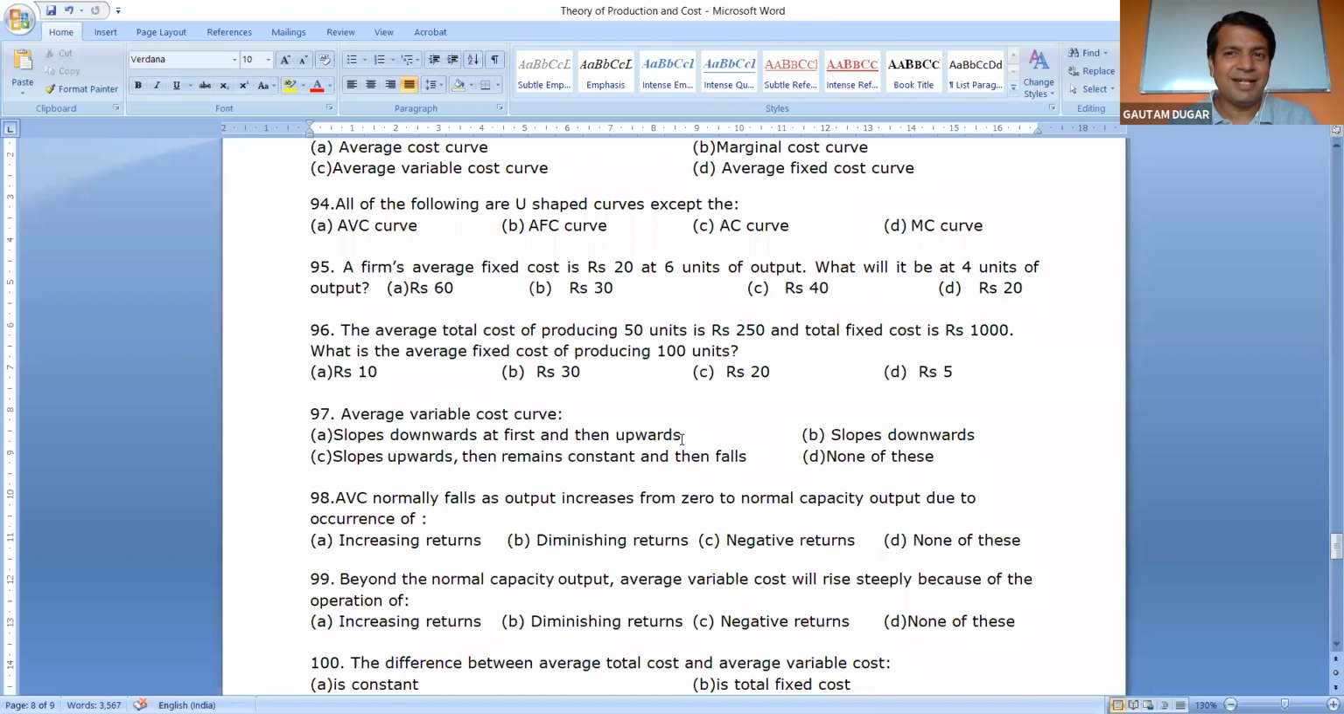There's no use. Total fixed cost is 1000 divided by 100. We get AFC, rupees 10. 97.